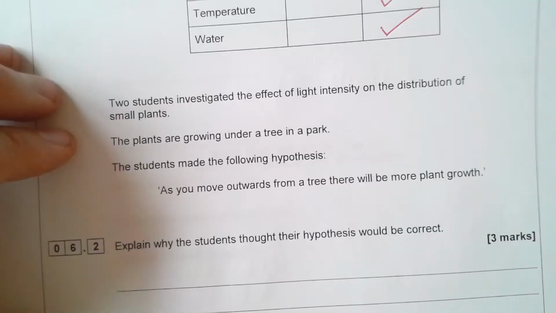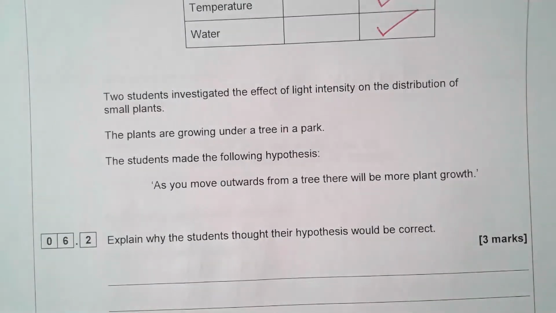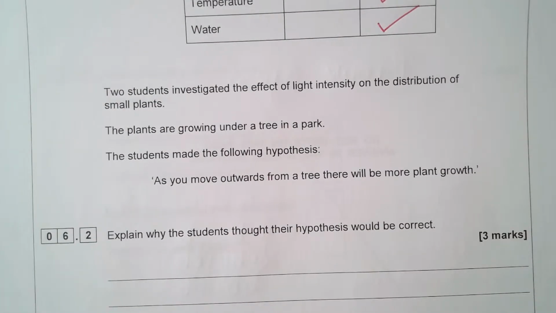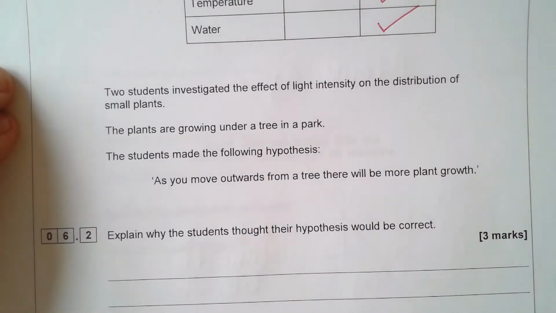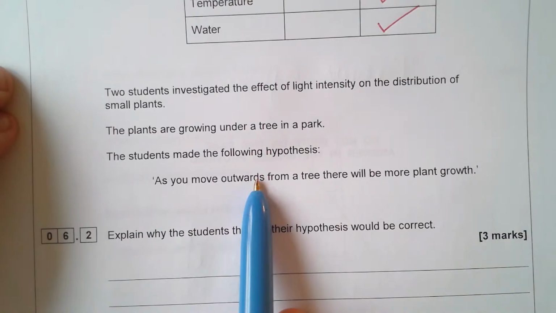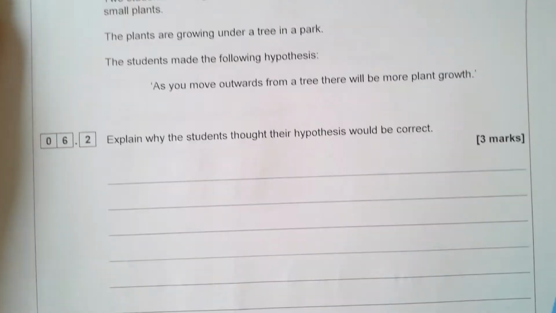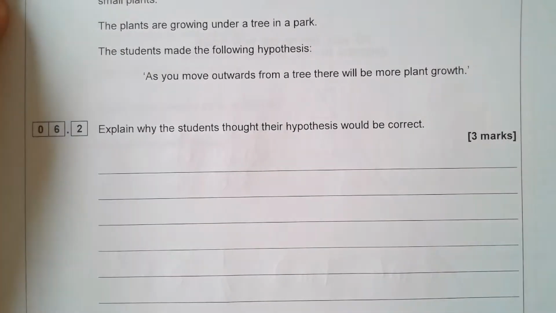Two students investigated the effect of light intensity on the distribution of small plants. The plants are growing under a tree in the park. Their hypothesis is, as you move outwards from the tree, there will be more plant growth. Why would we think this is correct?